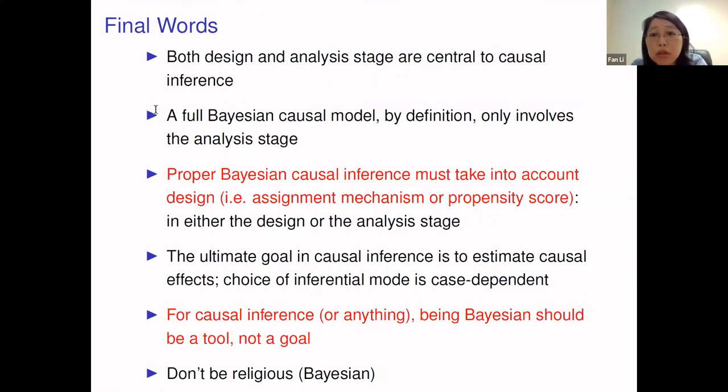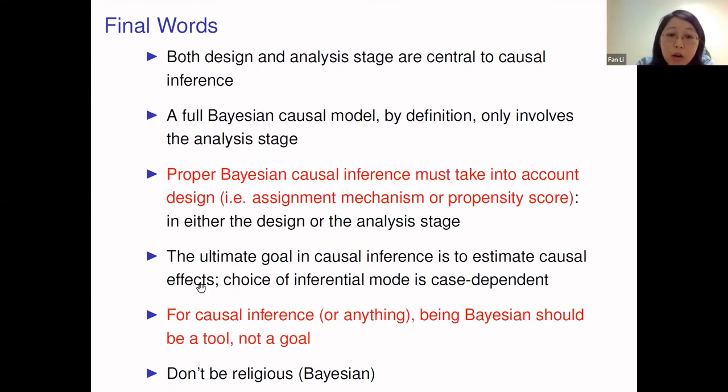So, just final words. Both the design and analysis stages are central to causal inference. A full Bayesian causal model, by definition, only involves the analysis stage, and that's not adequate. So I would say that any proper Bayesian causal inference must take into account the design or assignment mechanism, or propensity score. They are essentially the same thing, either in the design or the analysis stage, or ideally in both stages.